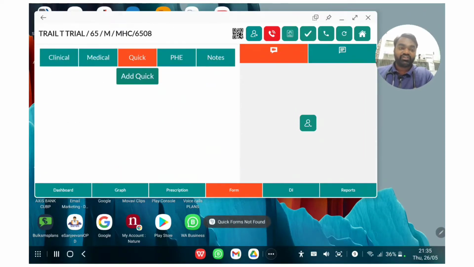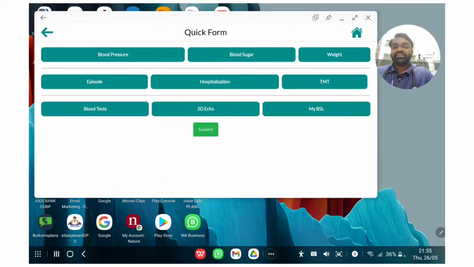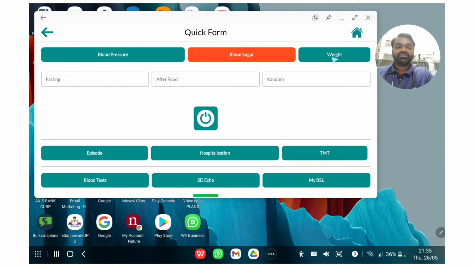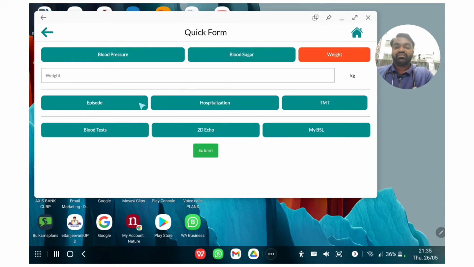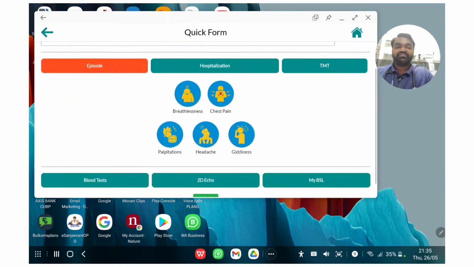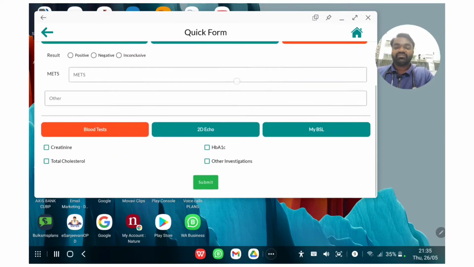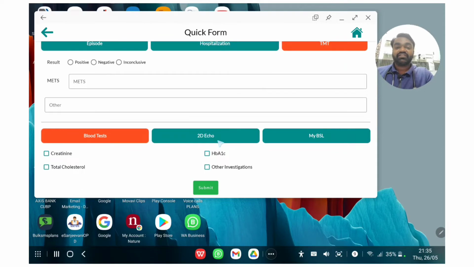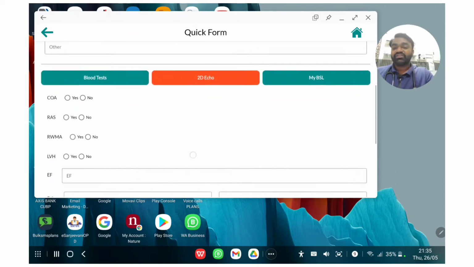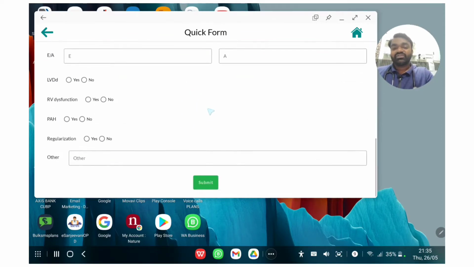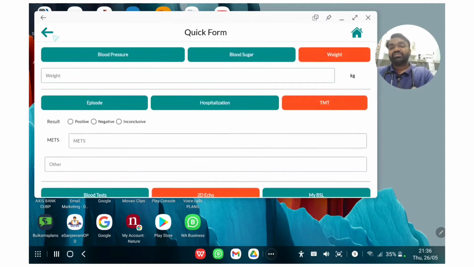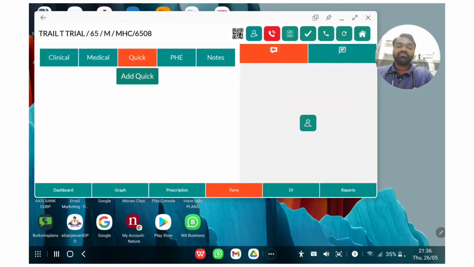Then there is one quick form where you can give various inputs like blood pressure, blood sugar, weight of the patient, or episode if the patient had anything, if the patient has done any TMT, if it is positive, negative. Then some of the blood tests, as we have given in the clinical form. The 2D echo you can give over here, actually. So the 2D echo report also can be submitted for the patient. So this way the quick form is there.